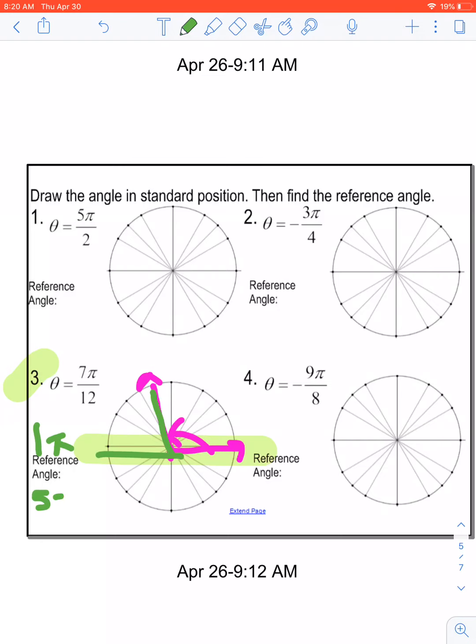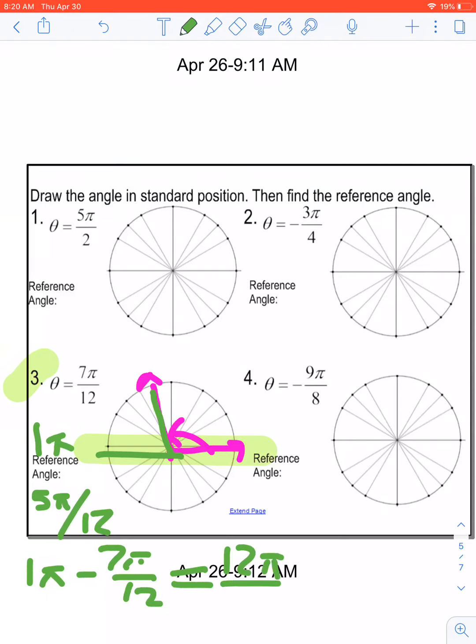So my reference angle is 5 pi over 12. But some people are going to be like, "Mr. Chuck, I have zero idea what you just did there." Well, what I really did is 1 pi minus 7 pi over 12. I got common denominators, so 12 pi over 12 minus 7 pi over 12, and I got 5 pi over 12.